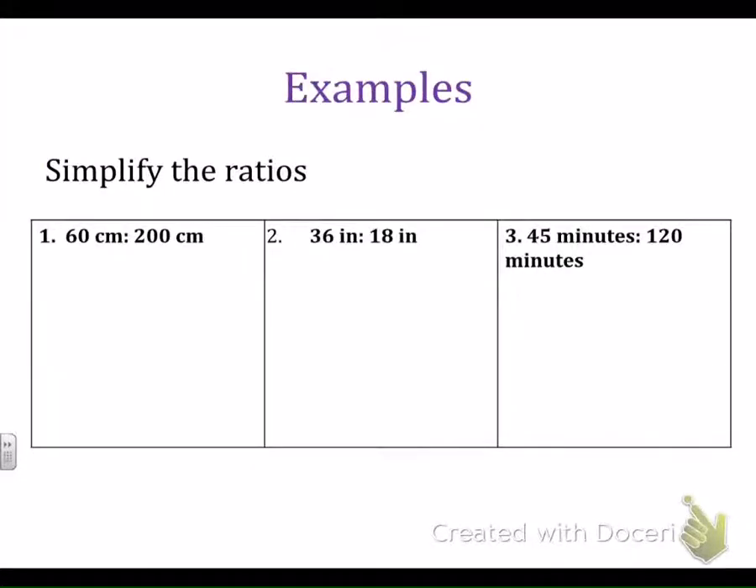So simplify the ratios. We can divide by 20. So we could do 30 centimeters. Oh, why did I just do that? 3 centimeters to 10 centimeters.